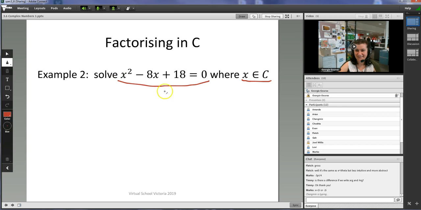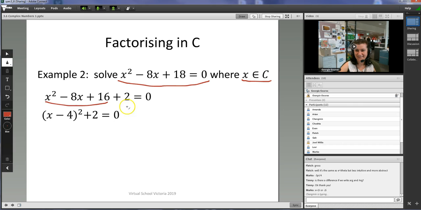So if we look at this particular parabola, and we try and complete the square here to try and factorize it. We could have used the quadratic formula as well, but let's just humour me here. So we're going to make a perfect square there.